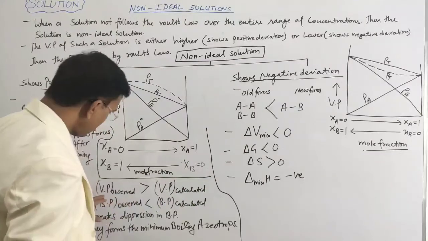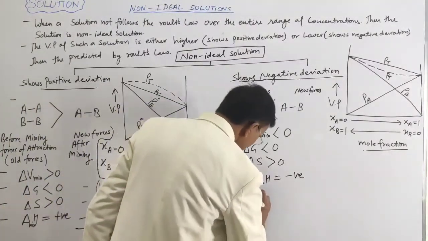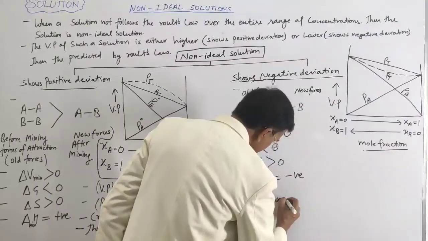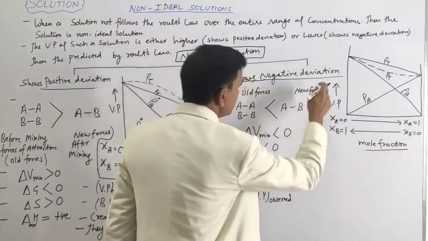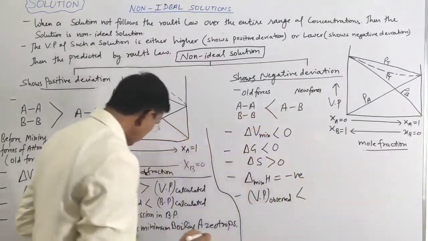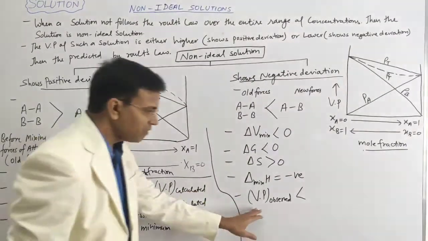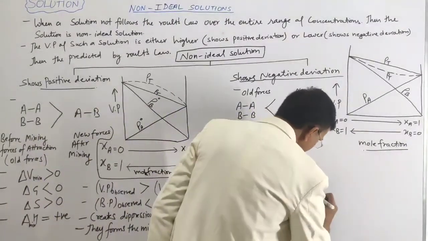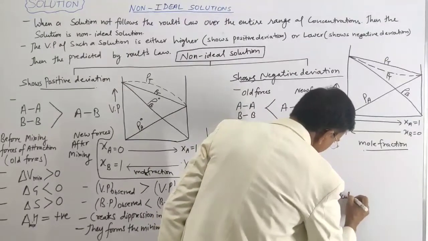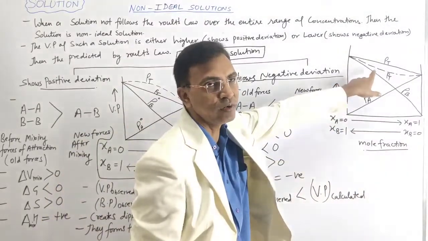Now the VP observed, vapor pressure observed. In this case, the vapor pressure observed is less than the vapor pressure calculated, whereas in the positive deviation the vapor pressure observed is more than the vapor pressure calculated. Here it is less, that's why the negative deviation is shown.